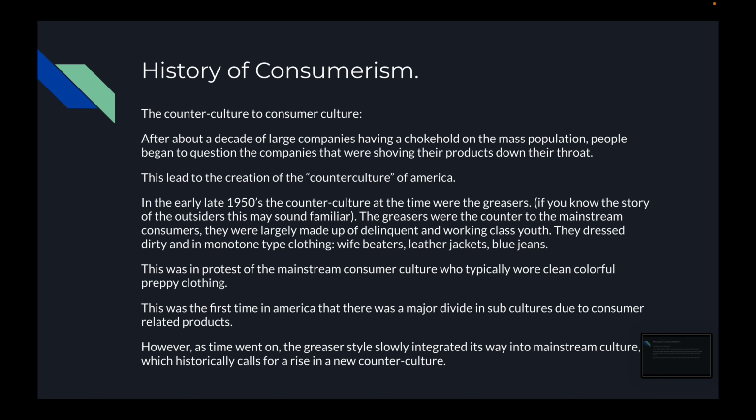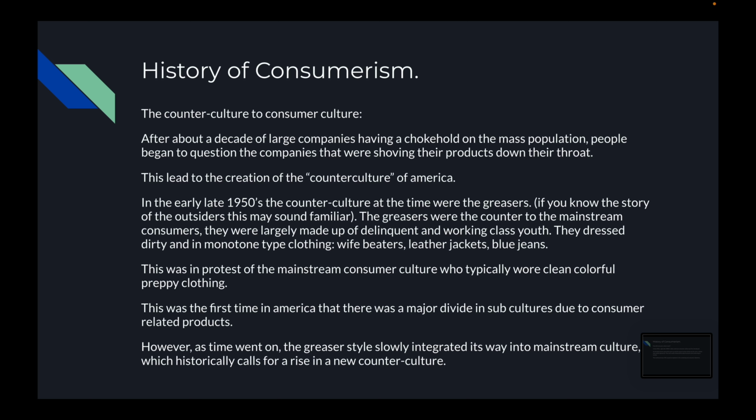The counterculture to consumer culture. After about a decade of large companies having a chokehold on the mass population, people began to question the companies that were shoving the products down their throats. This led to the creation of the counterculture of America. In the late 1950s, the counterculture at the time were the greasers. If you know the story of The Outsiders, it may sound familiar.